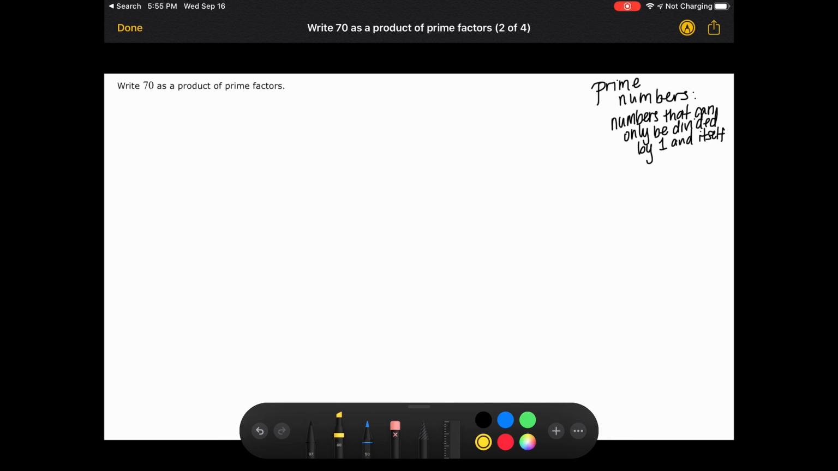So product means the product is what you end with. It's your answer when you multiply numbers. So the product is just all these numbers that have been multiplied together. So you're going to do some sort of multiplication in this problem.